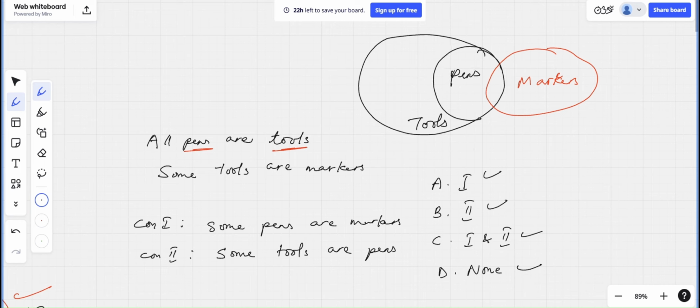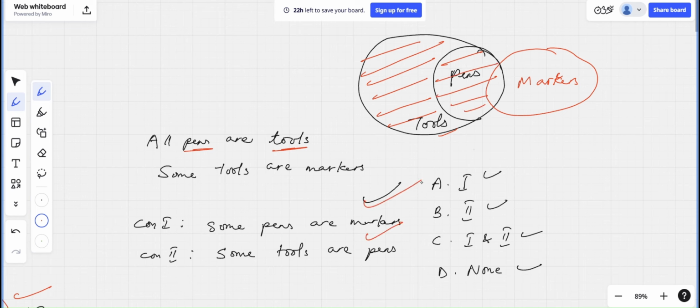So some pens are markers is a chance, so you'll take it as of now because it doesn't say some pens are not markers. It doesn't say like that. So what else? Case number two, some tools are pens. Obviously this is the truth because these are tools and some tools are also included in the pens, right? So it's true.